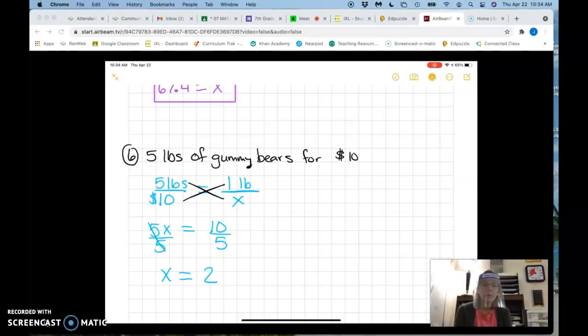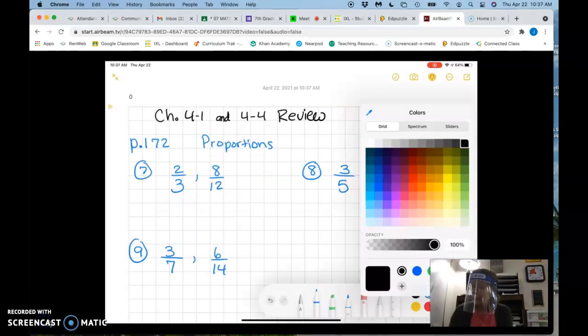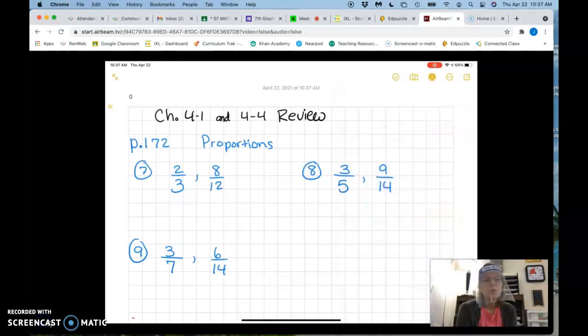2 what? What are we talking about here? What's our unit? $2 is what we're talking about. So $2 per pound. All right, so now we're talking about, do these two ratios form a proportion?